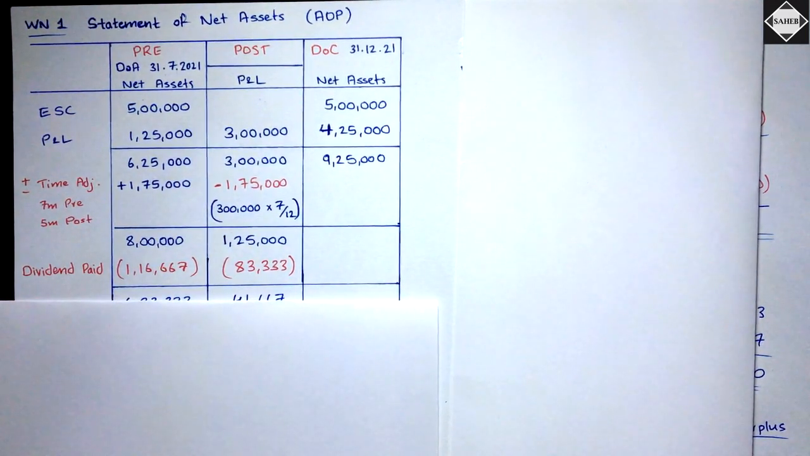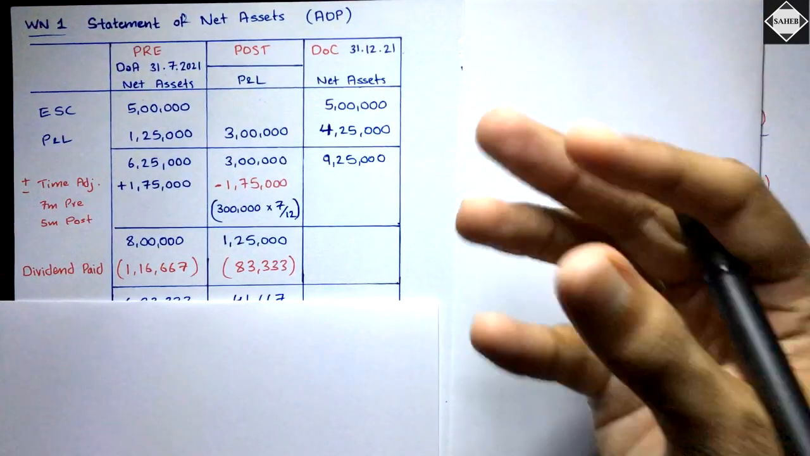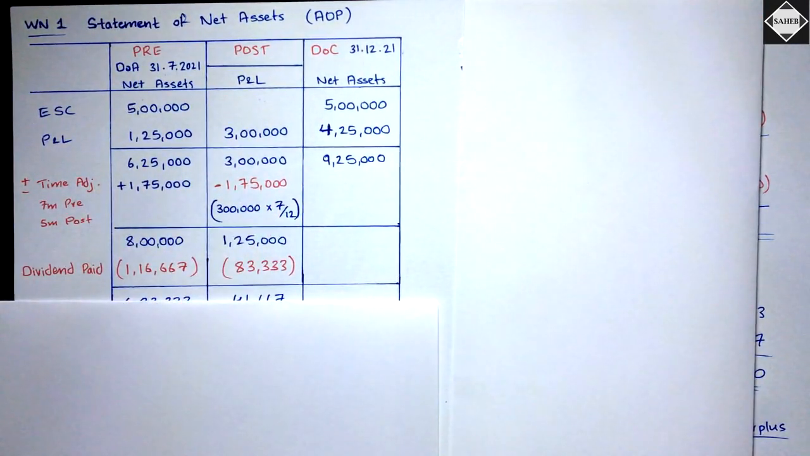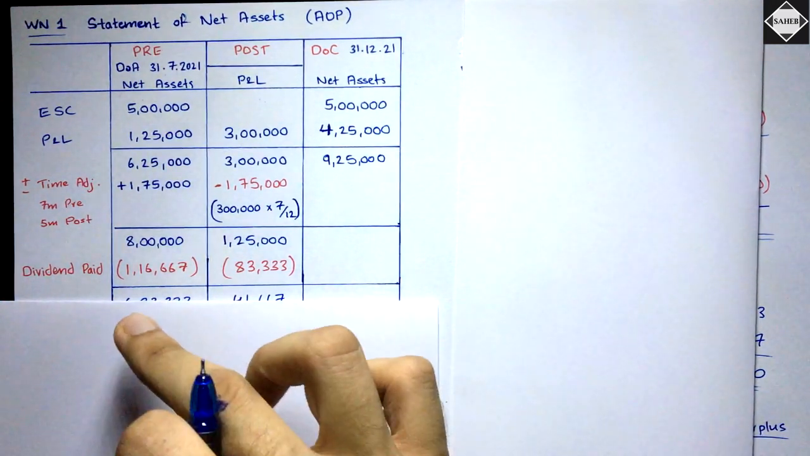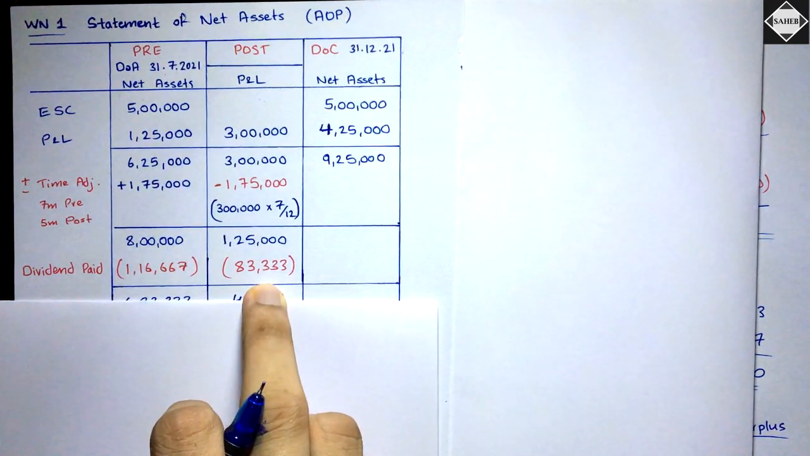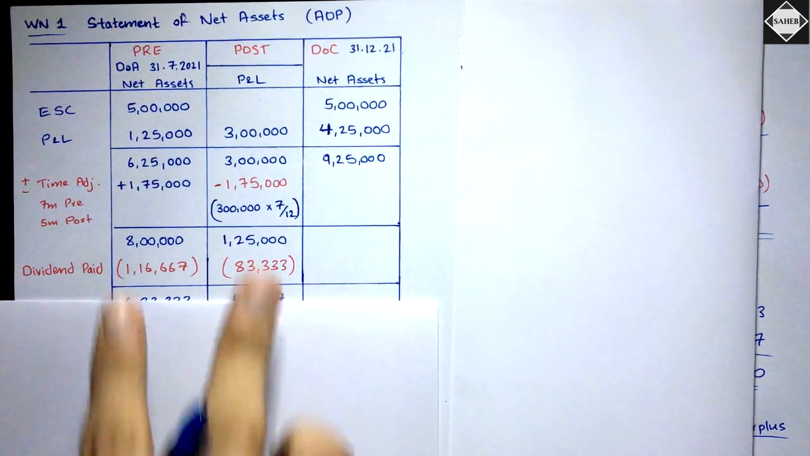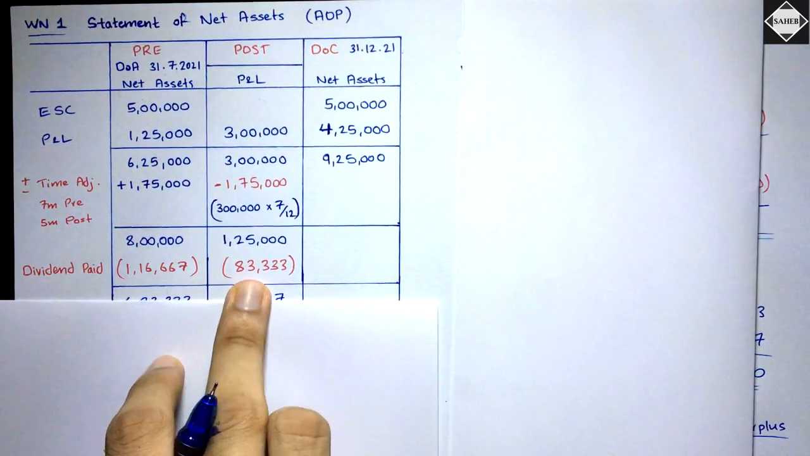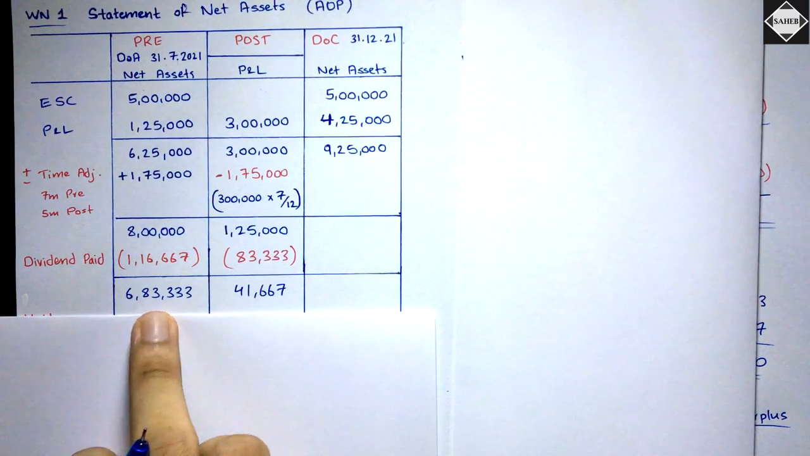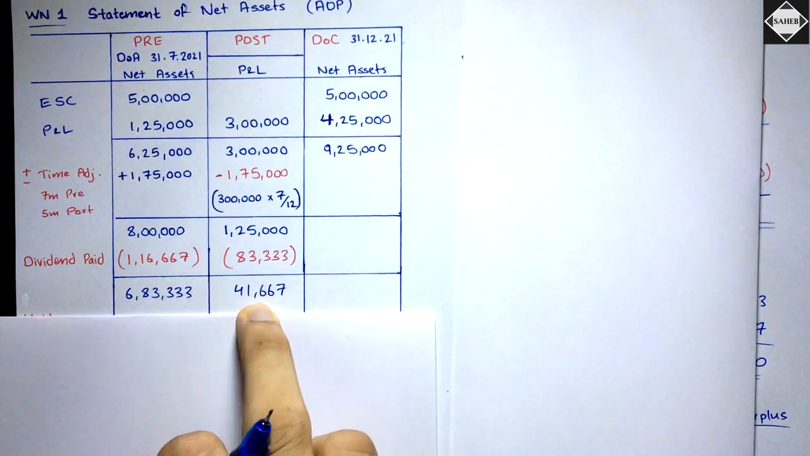See, both profits have been used. Based on our assumption, current year profit has been used, and in the current year profit, some profit has been earned in the pre-period and some in the post. So that is why the dividend source is like that. So we have to deduct from both profits, pre-acquisition profits as well as post-acquisition profits. That's what we are doing now. We are deducting from both the columns, pre-acquisition dividend, post-acquisition dividend, and then we'll get the correct net assets, 6,83,333 and 41,667.